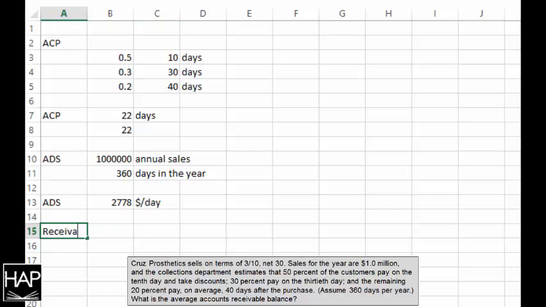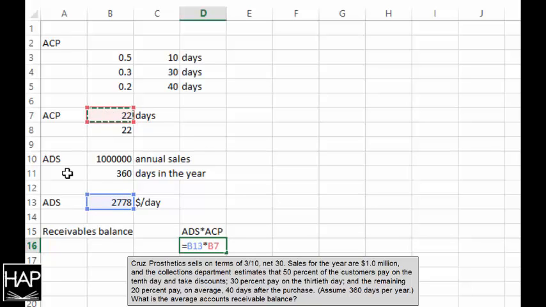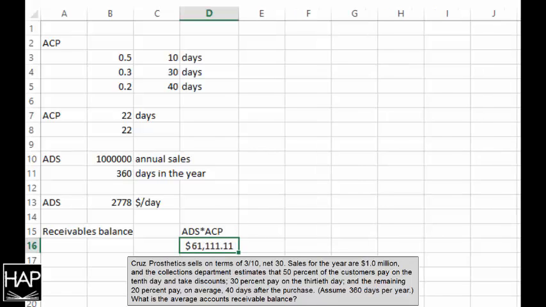And then the receivables balance is simply the ADS, the average daily sales, multiplied by the average collection period. So I'm going to take the $2,778, multiply that by the 22-day average collection period, and I can see that the average annual receivables balance is $61,111.11.